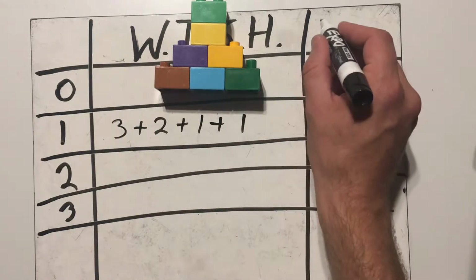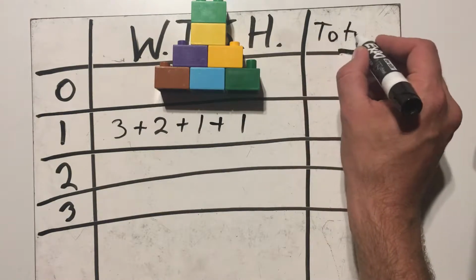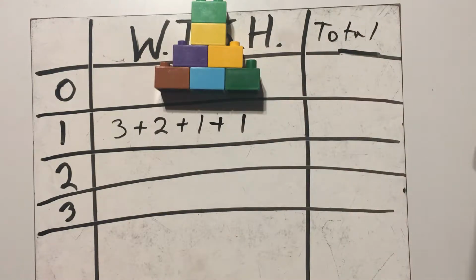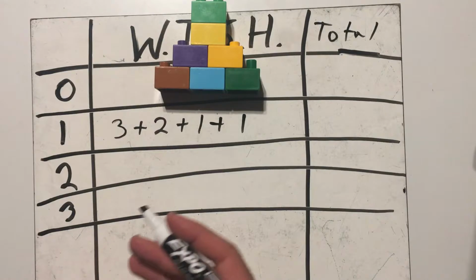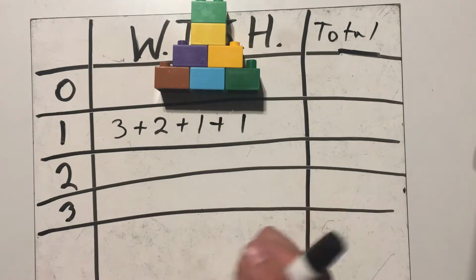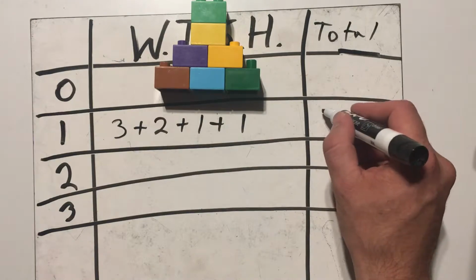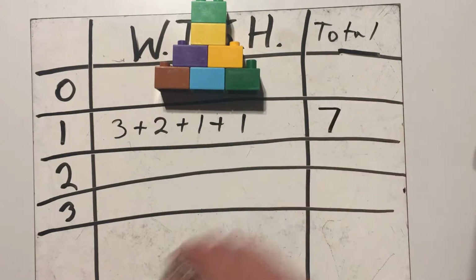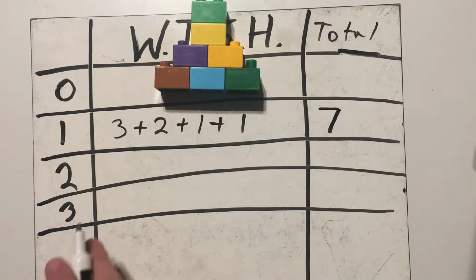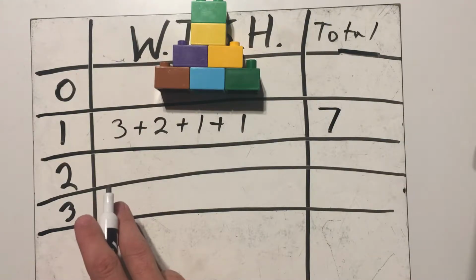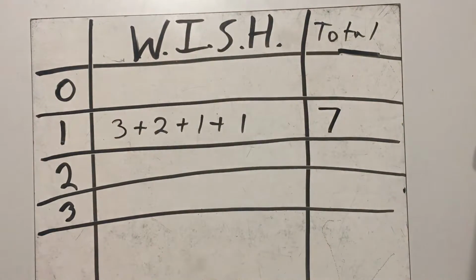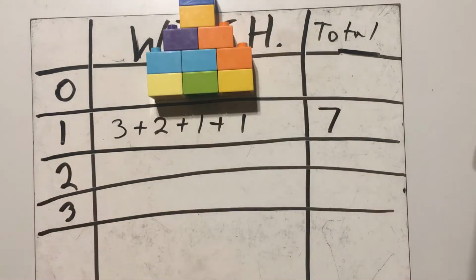Now over here we're going to put our total. How many blocks we're talking about. So if I have 3 plus 2 plus 1 plus 1, 3 plus 2 is 5, 6, 7. Now, what about 2? Now, there's no real specific way you have to do this. This is what I see. It's not called what you have to see.